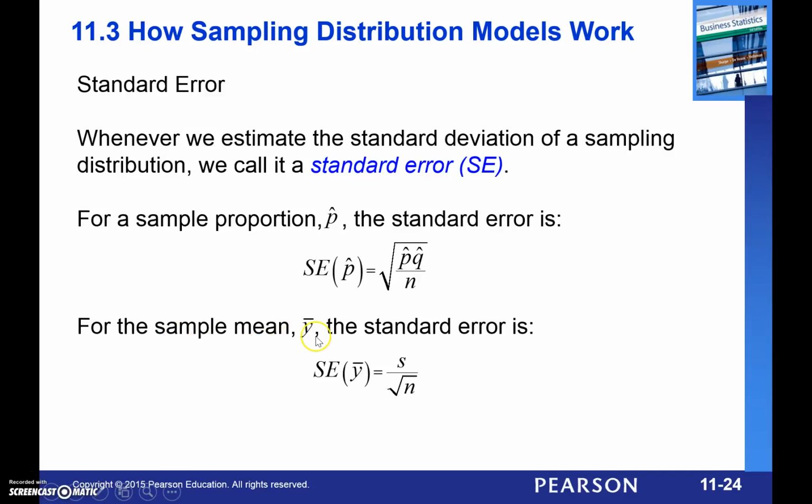The sample mean, so this is if we're looking at average values or mean values, the standard error becomes: the standard error of y bar is s, our standard deviation, divided by the square root of n, the sample size. So for means, we're talking about things like average height or something like that. Then we can find a standard error for that height based on our standard deviation, whatever that might be, divided by the square root of n.